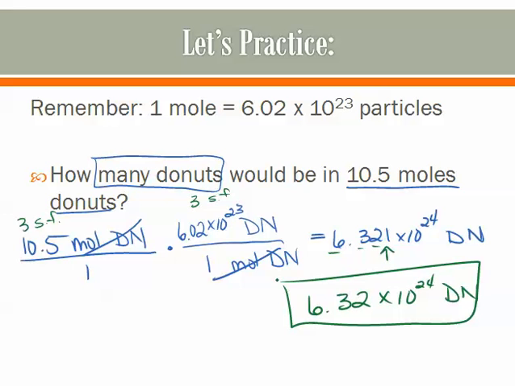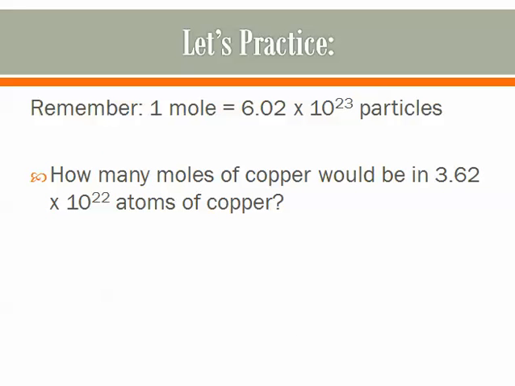All right. Working our way through a chemistry example. This time we're going to change up the question a little bit. This time we want to know how many moles of copper atoms would be present in 3.62 times 10 to the power of 22 atoms. So once more, taking a look, here is our given, our number of atoms of copper, and we're looking for moles of copper.